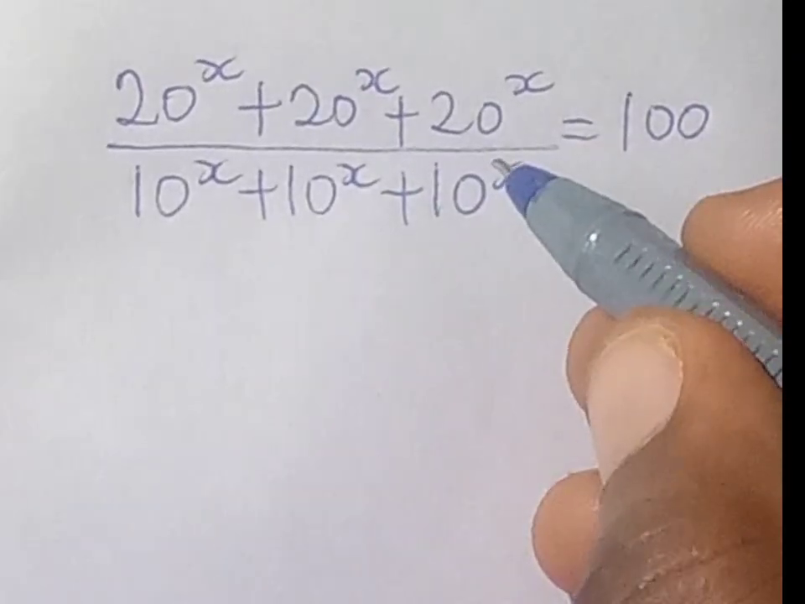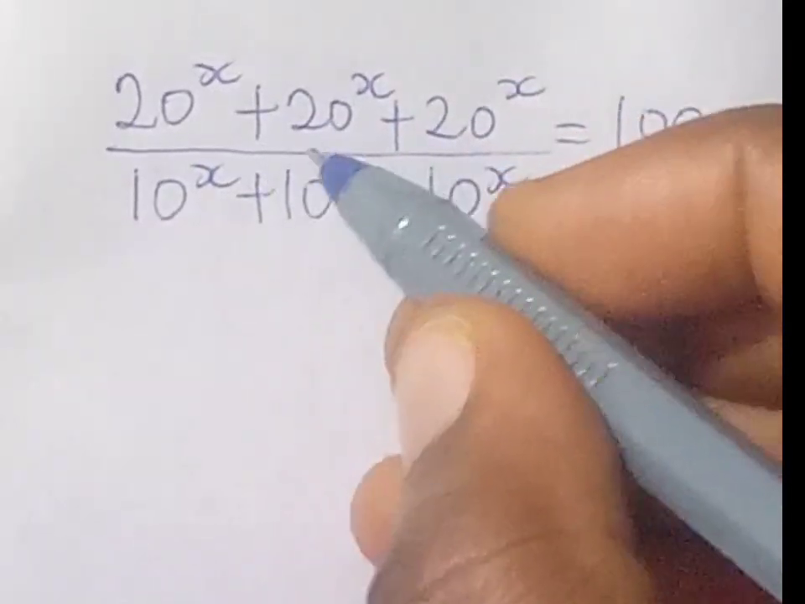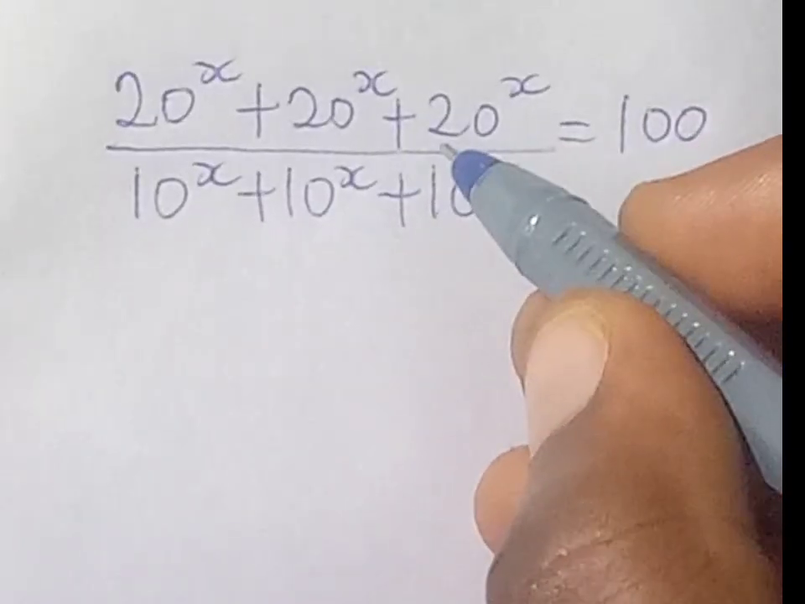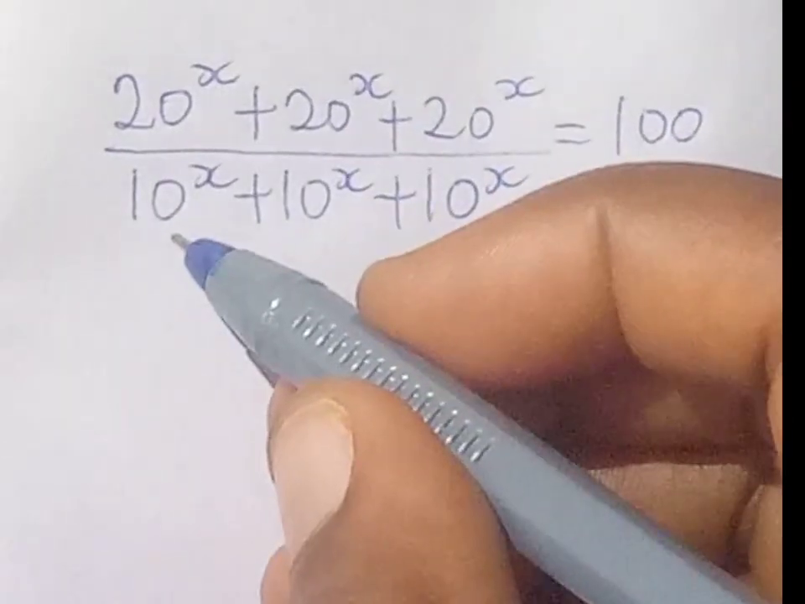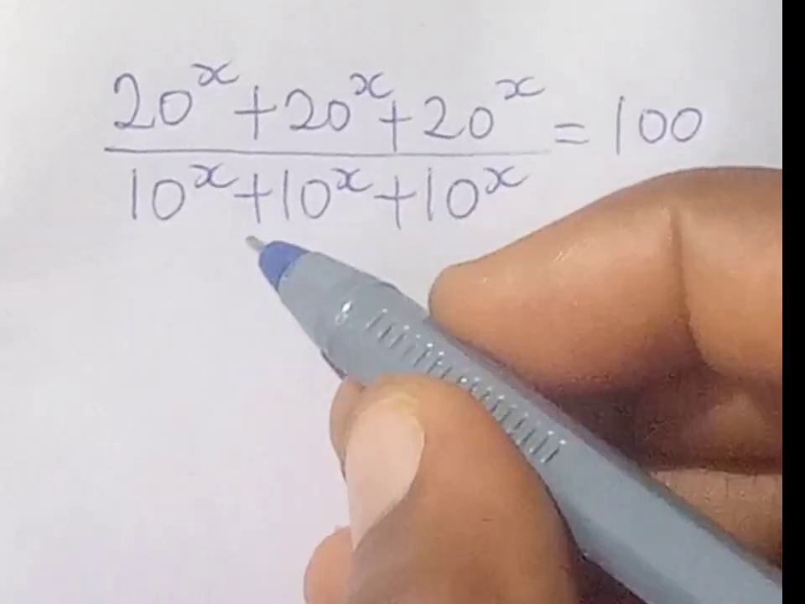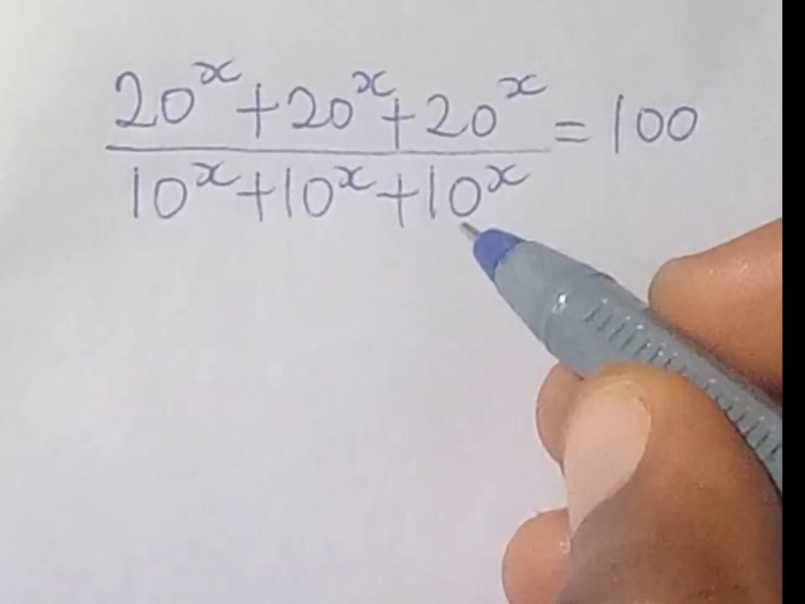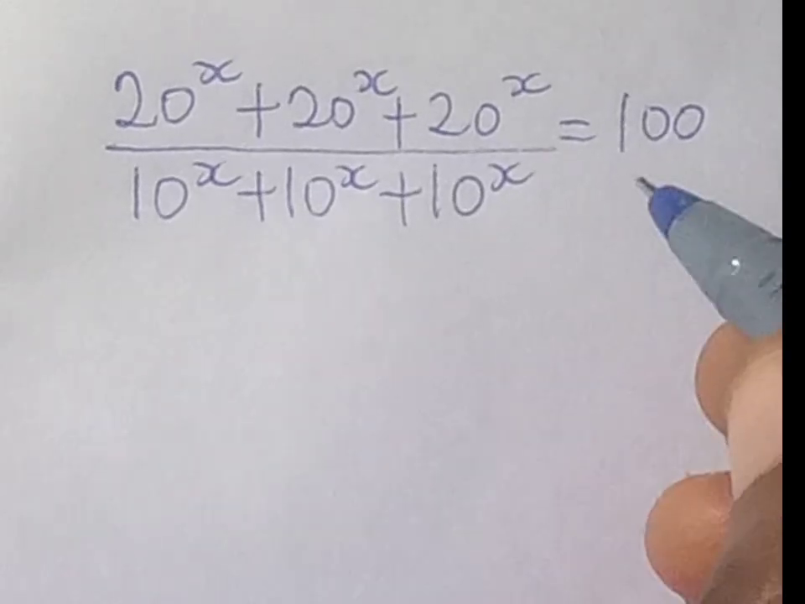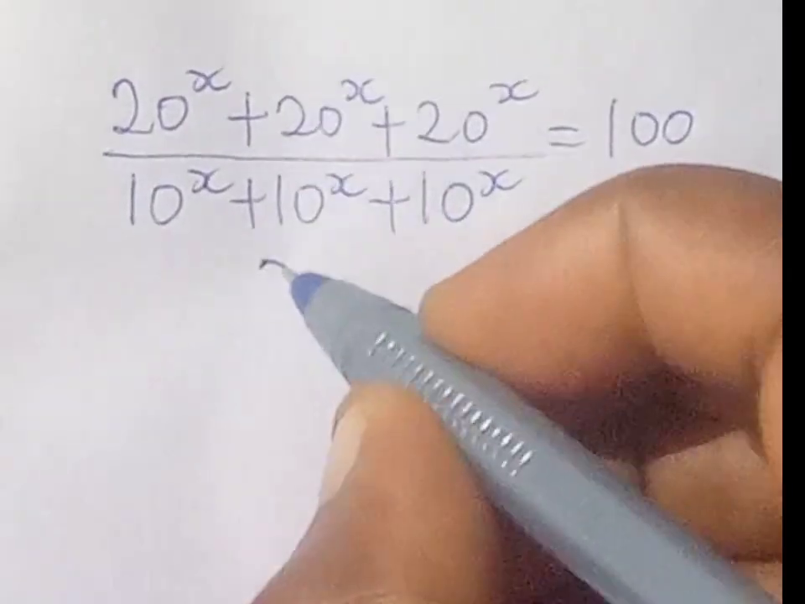The question says (20^x + 20^x + 20^x) divided by (10^x + 10^x + 10^x) equals 100. And the task before us says find the value of x.